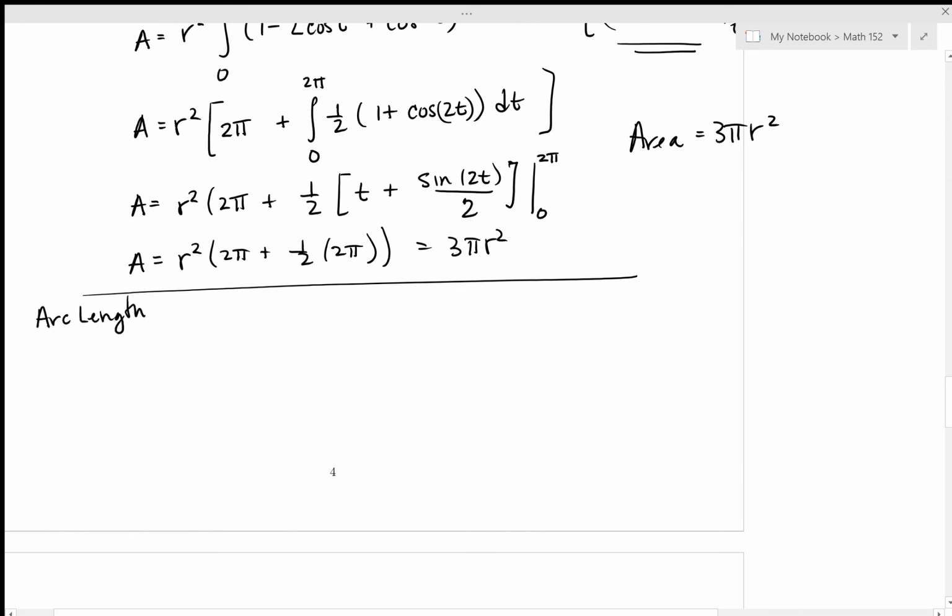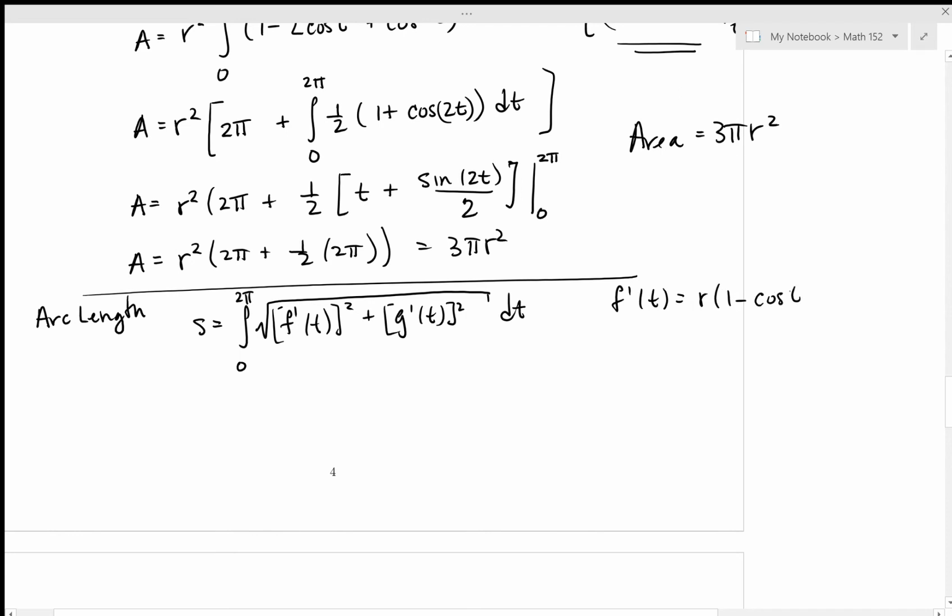Okay, we saw the formula and how it comes about for the arc length, and that is going to be the integral from 0 to 2 pi of the square root of f prime squared plus g prime squared dt. Okay, f prime is r times 1 minus cos t. We calculated that earlier.